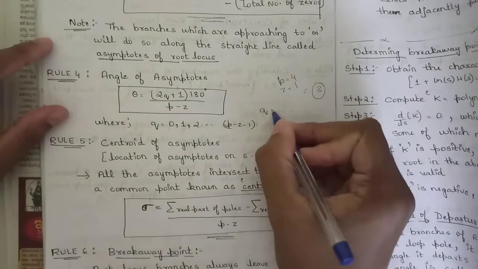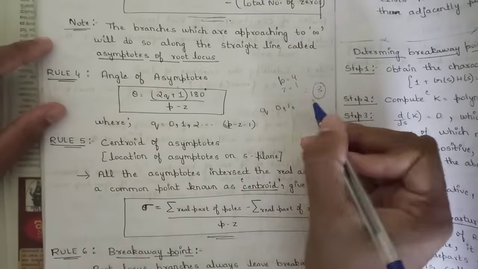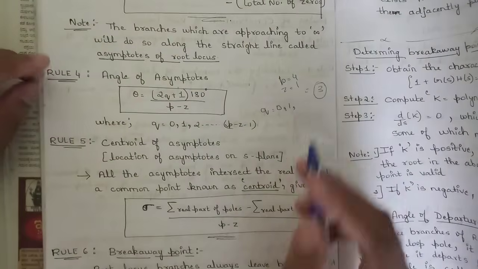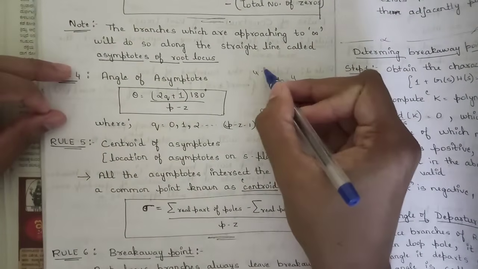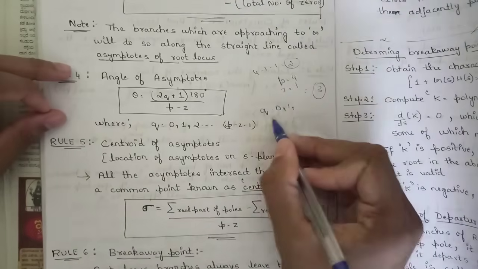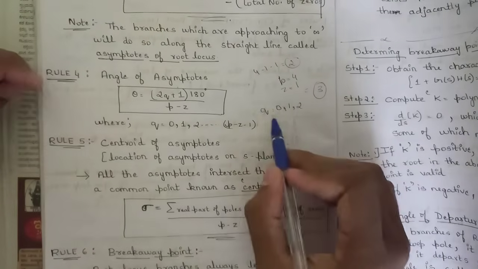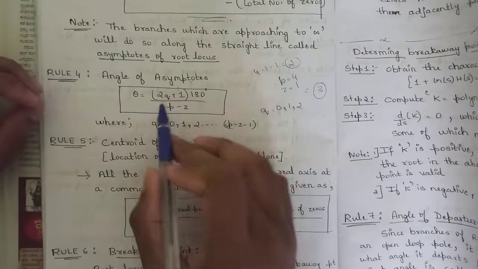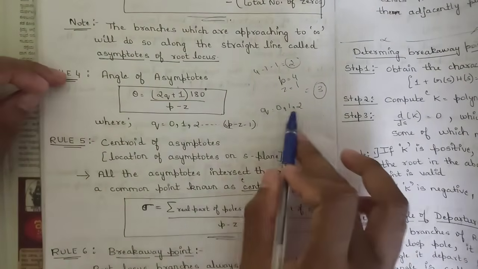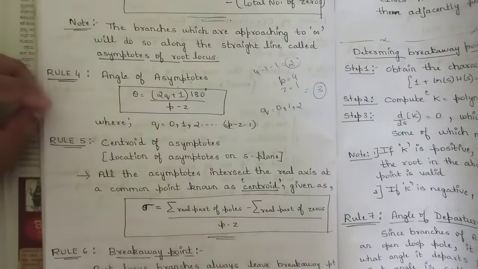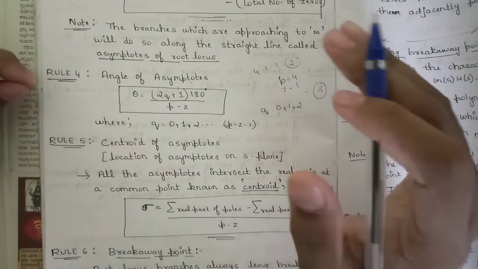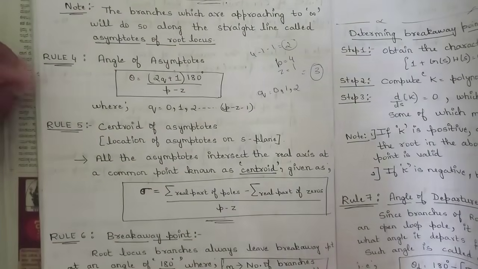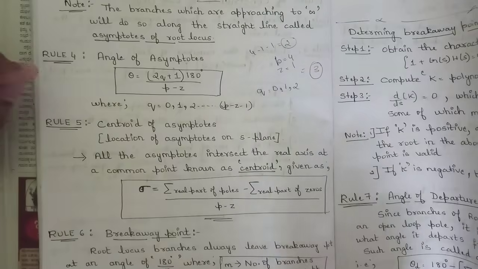So the value of q would range from 0, 1, up to p minus z minus 1, that is 4 minus 1 minus 1, which equals 2. So 0, 1, 2. With 3 different values of q, if we substitute the values of q as 0, 1, 2 one by one, we get 3 angles of asymptotes. However many asymptotes there are, that many angles of asymptotes we need to calculate. This is all about the angle of asymptotes, which we will see while we draw the graph.